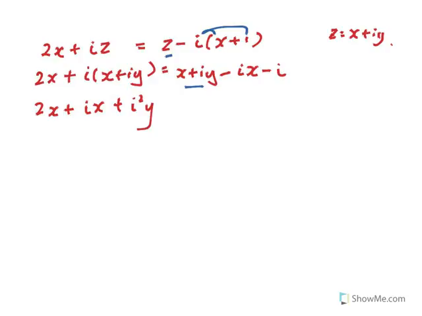On my left hand side, what is i squared? i squared is just -1. Remember just now we defined i as the square root of -1. So i squared is just equal to -1. Side note, from here, i squared y actually just becomes -y.